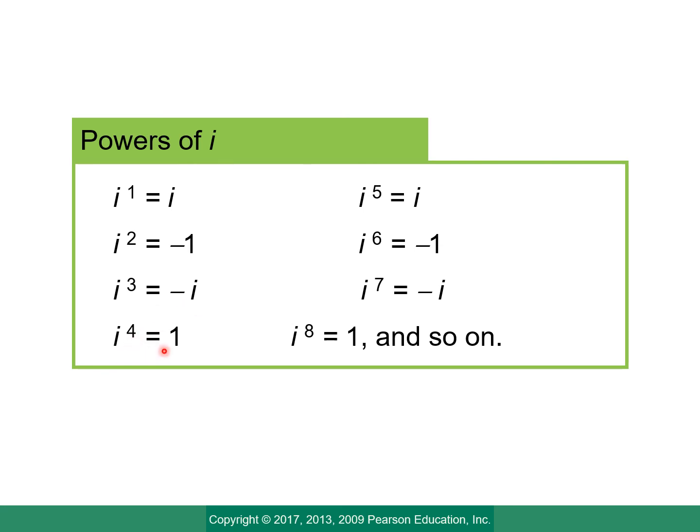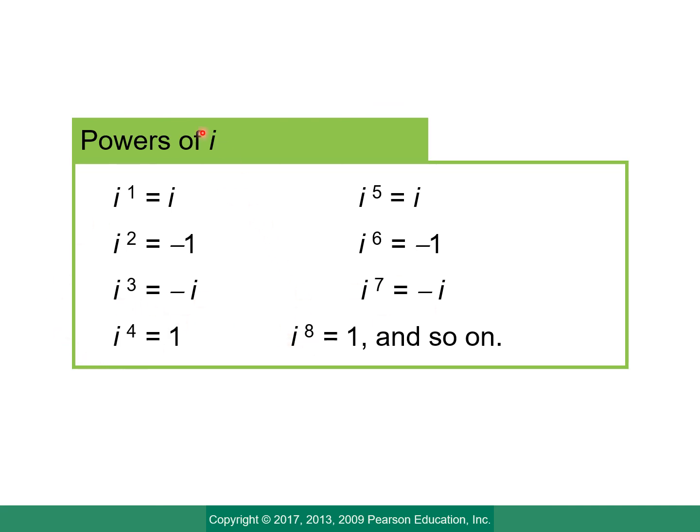i to the fourth is just 1. Okay, interesting. And then i to the fifth is i again. Well, i to the first was also i. i to the sixth is negative 1 again. Oh, well, so is i squared. i to the seventh is negative i. Wait, so is i to the third. And so on. This repeats.